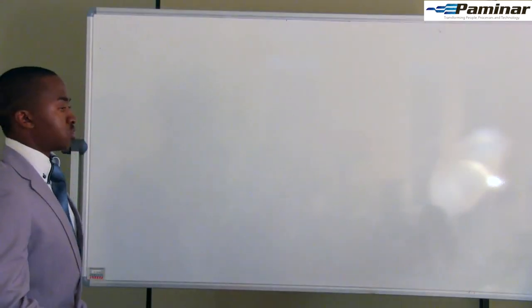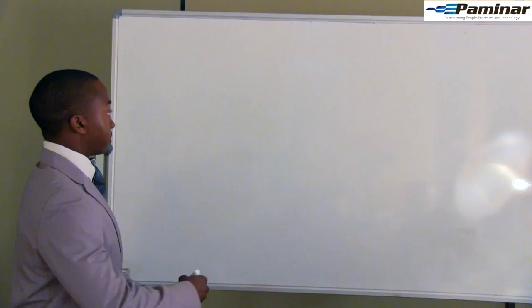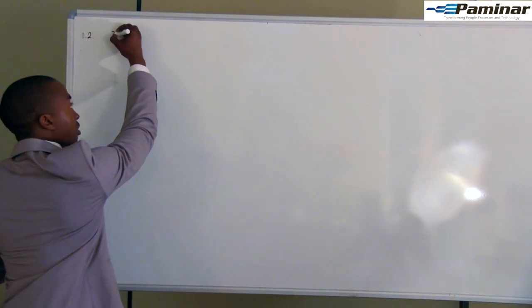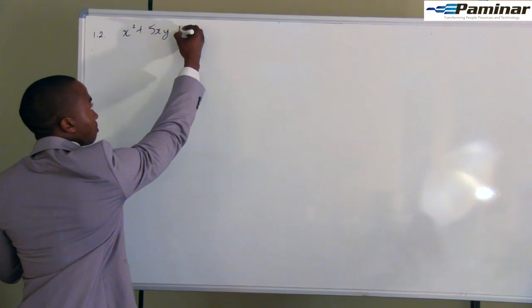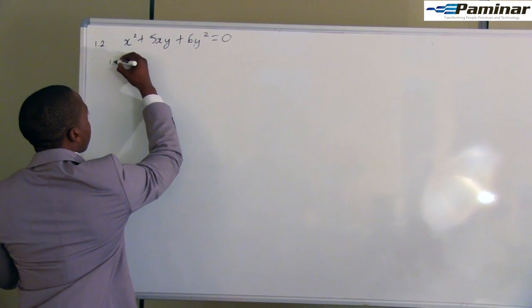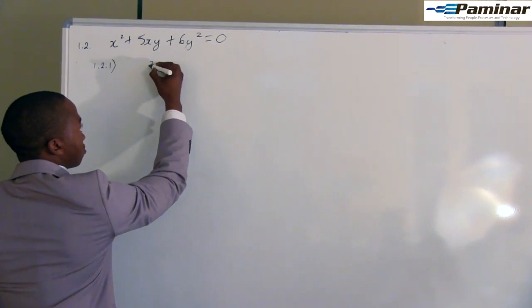Moving on to question 1.2. The question says, consider the equation x squared plus 5xy plus 6y squared is equal to 0. And then question 1.2.1, calculate the values of the ratio x over y. Okay, so we're working with x squared plus 5xy plus 6y squared is equal to 0. Then they want us to find the ratio of x over y.